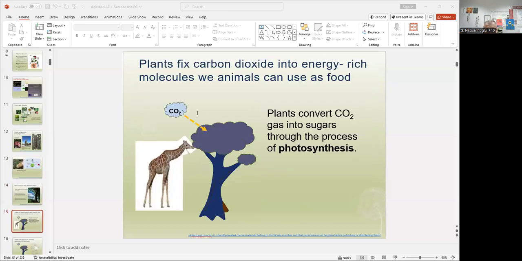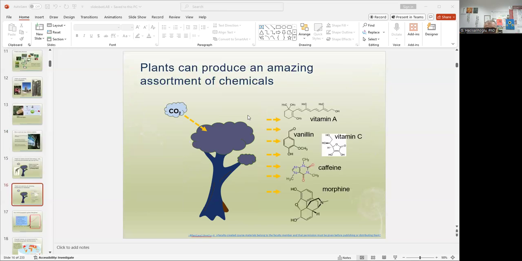Plants produce a lot of other products, including taking CO2 from the air. Plants are very good in that. They carry the most important reaction in the biosphere, which is photosynthesis. They produce a lot of other products, including vitamins, caffeine, morphine, tea, or the tannins in the tea, among a lot of others.